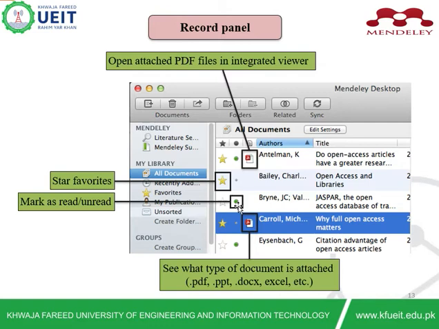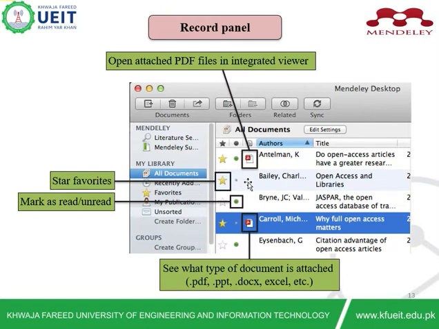Here, a document can be marked read or unread. Keep track of your unread papers. When you add a document to Mendeley, it is marked unread by a small green dot. Here you can see that green dot. If you open them within the Mendeley PDF viewer, they will be marked read.